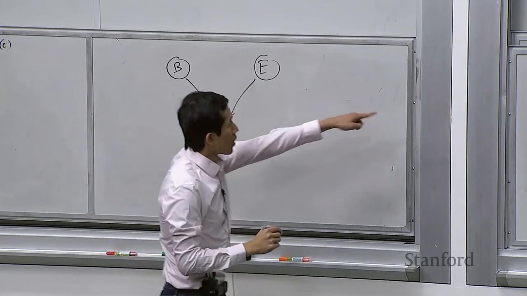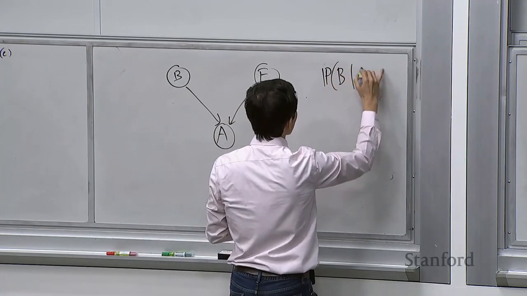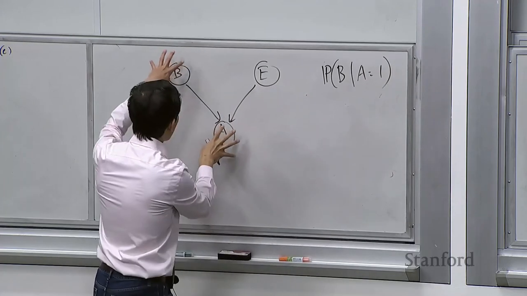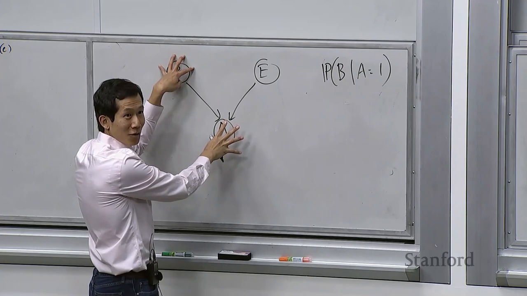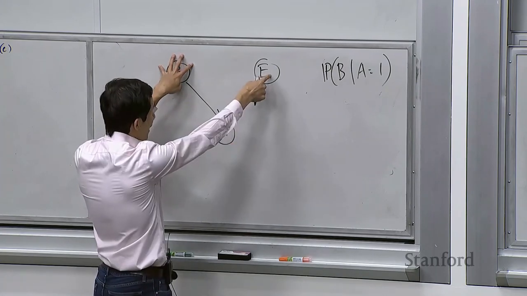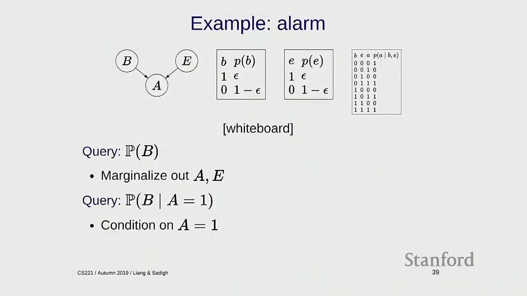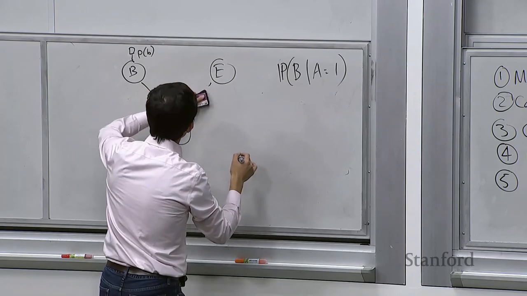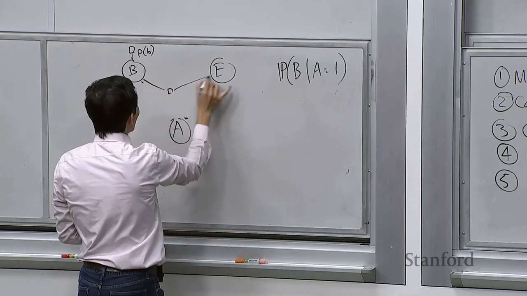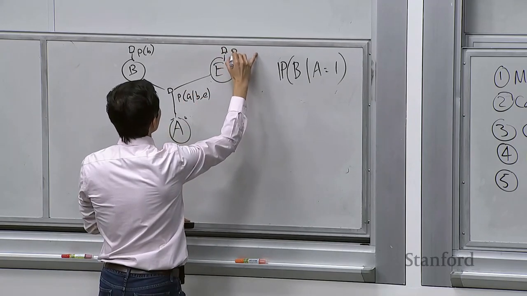Okay. So marginalize out non-ancestors. So what am I interested in? I'm interested in the probability of B given A equals 1. Okay. So I have A and B that I care about. So what are the non-ancestors of these variables? There's none. Right, so this is an ancestor of A, so I can't remove it. So can't do anything there, too bad. Convert to a factor graph. We've done this before. Probability of B. Moralize the parents. So this is probability of A given B and E. And then this is probability of E.